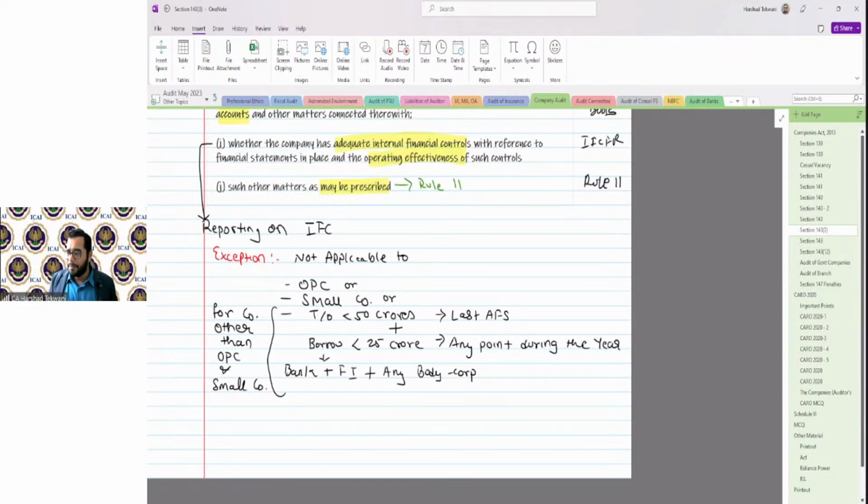Any further doubt, guys? You can refer to the company audit lecture for the ICFR. I have discussed it over there particularly. Also, we'll check something during the standards. In 315, we talked about the internal controls. In 330, we talked about the internal controls. Again, we will be touching on it when I cover the audit report.